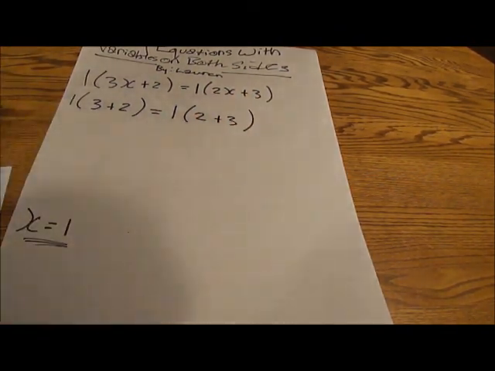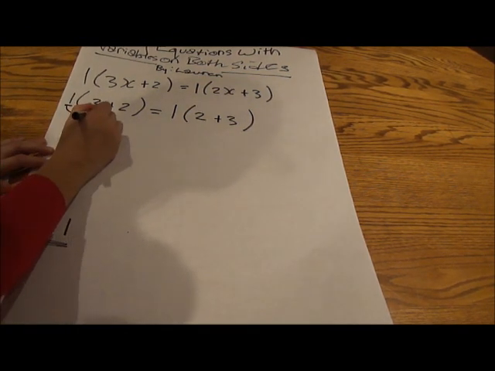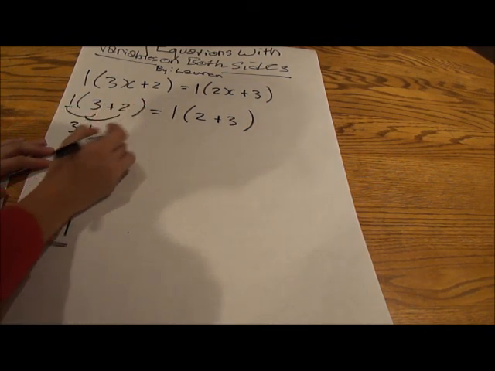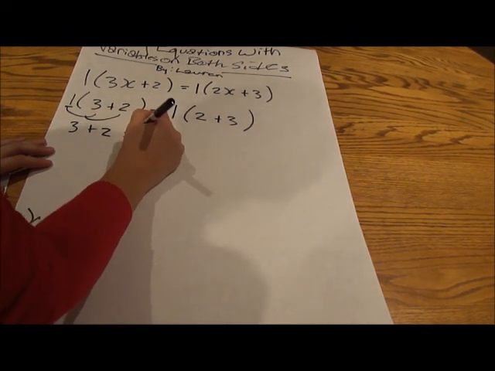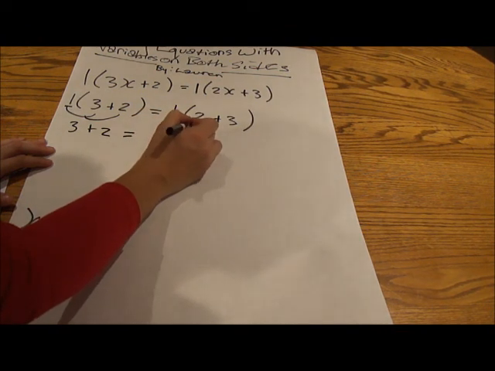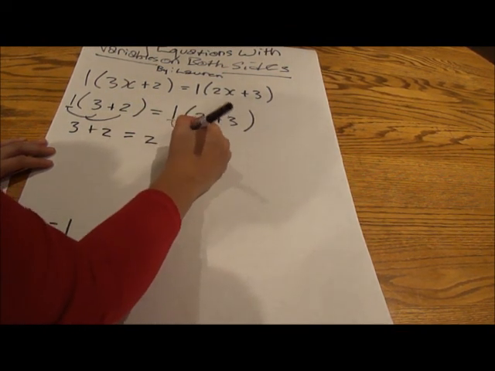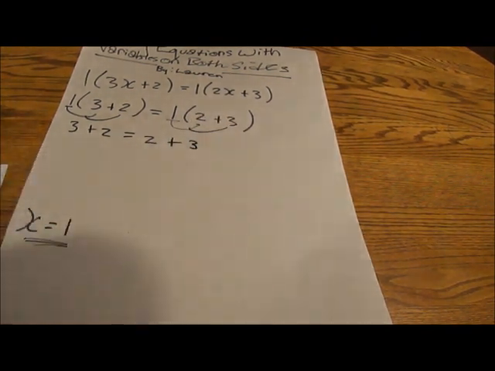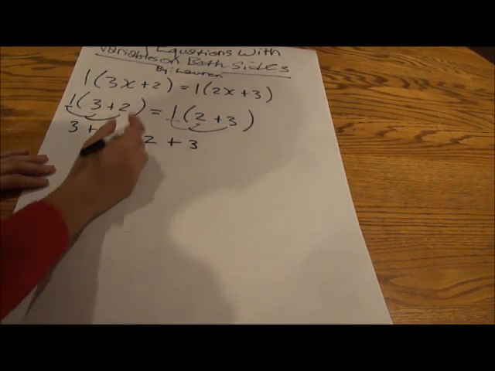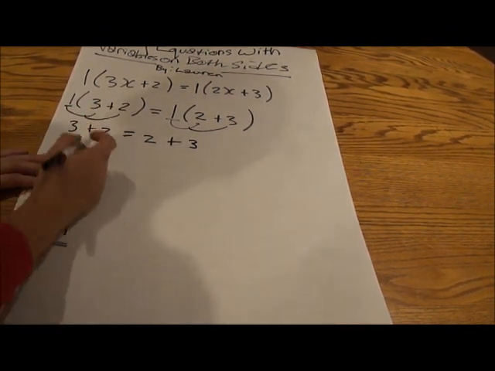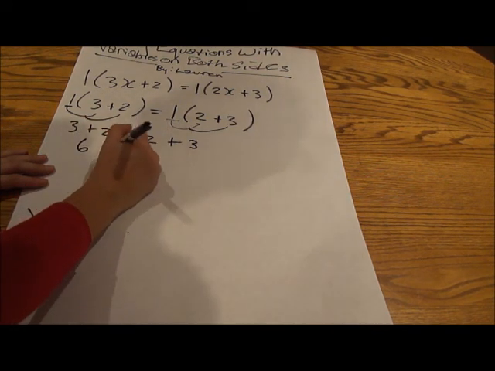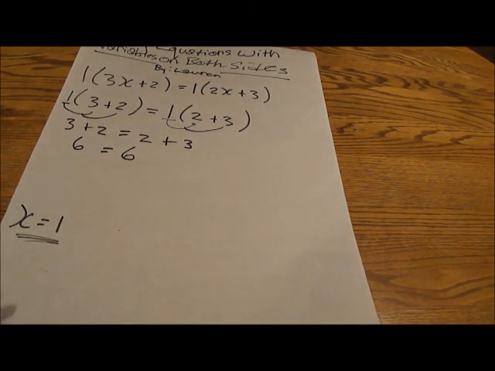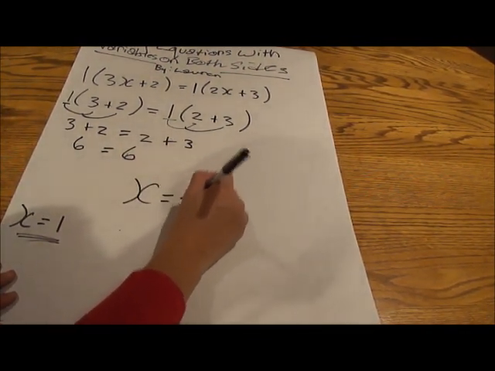So now we use the distributive property. So 1 times 3 equals 3 plus 1 times 2, which equals 2, which equals 1 times 2, which equals 2 plus 1 times 3, which equals 3. Now we add them all together and collect the like terms on one side of the equation. So 3 plus 2 equals 6, which equals 2 plus 3, which equals 6. So that means our answer of x equals 1 was correct.